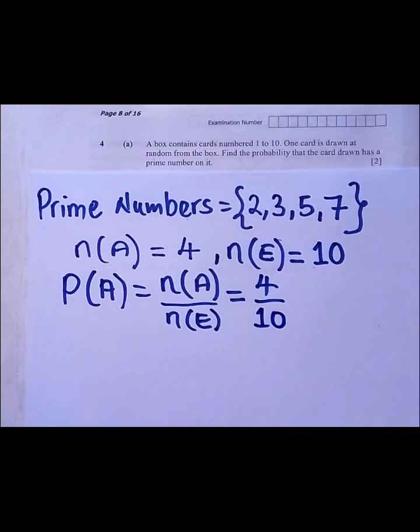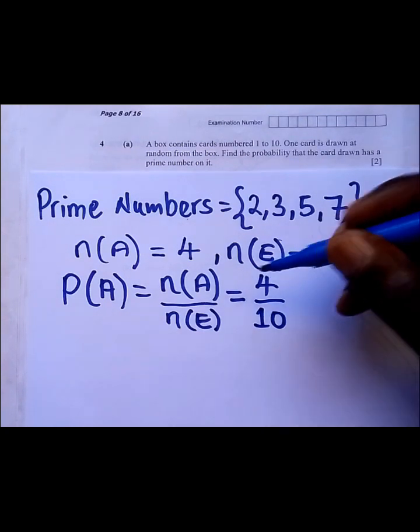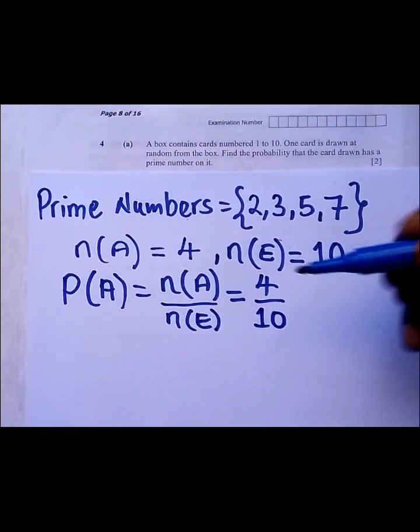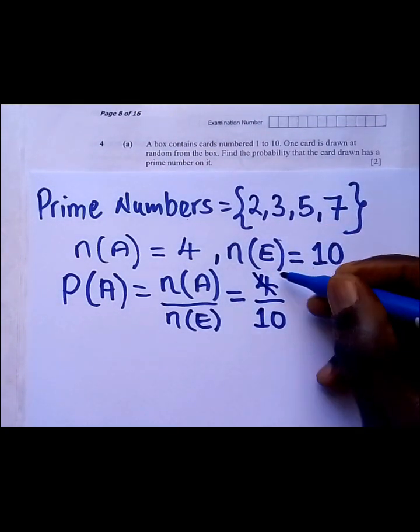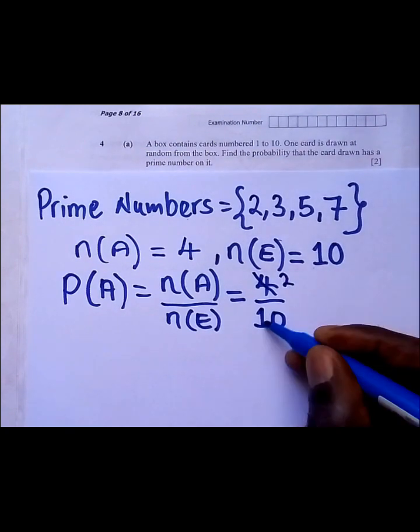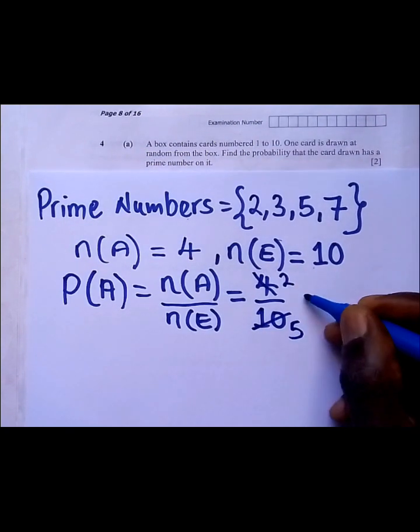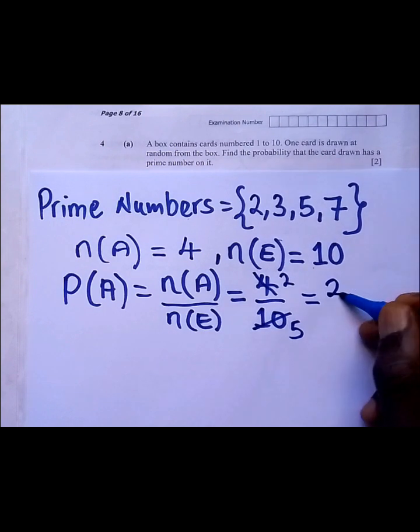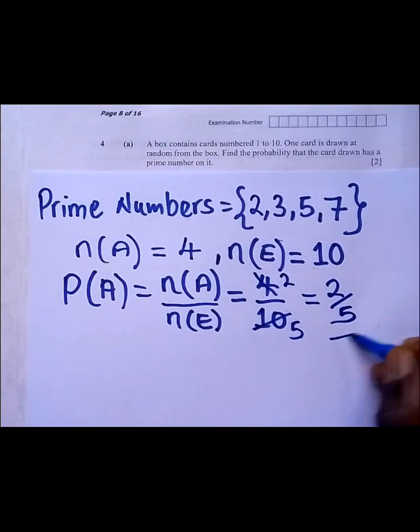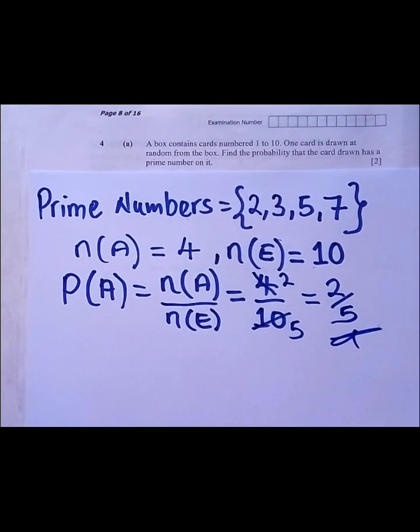And 4 over 10, if you simplify, we look for a number that can go into 4 and 10, that's a 2. 2 into 4 gives 2, and 2 into 10 gives 5. So this gives a probability of 2 over 5 as the answer. So the probability of drawing a card which has a prime number on it is just 2 out of 5. So that's the solution to 4a.